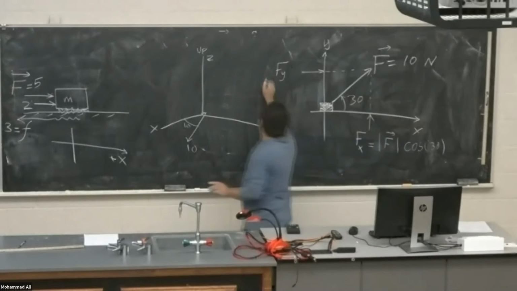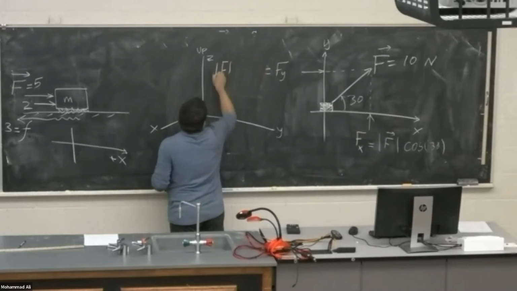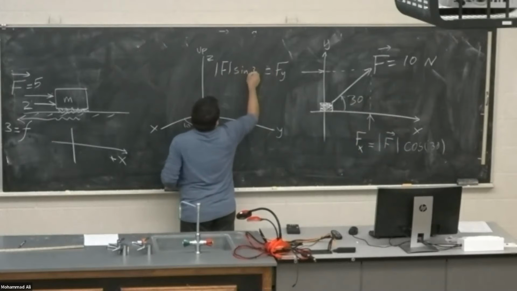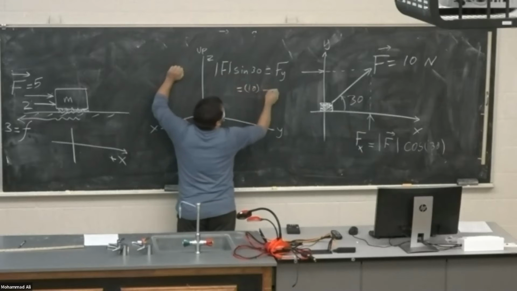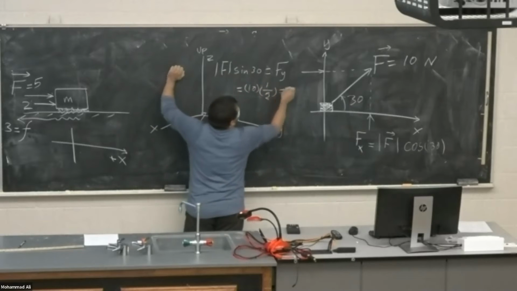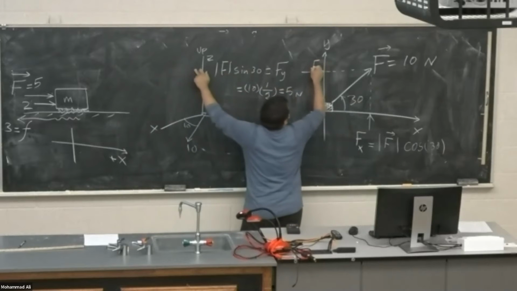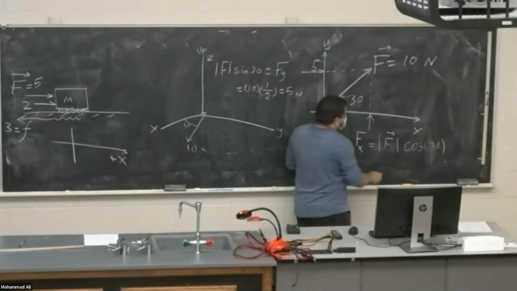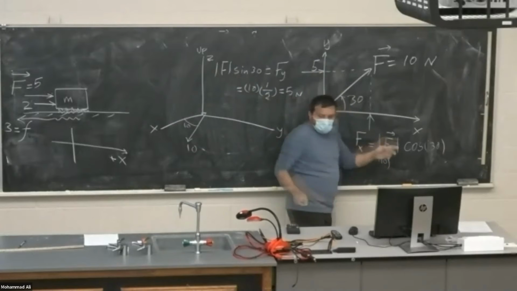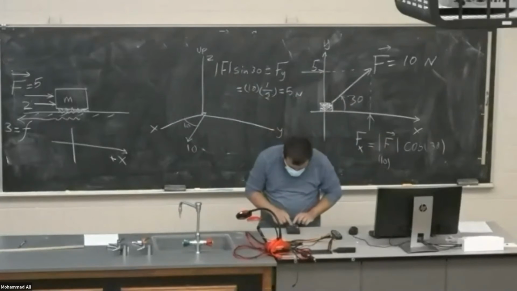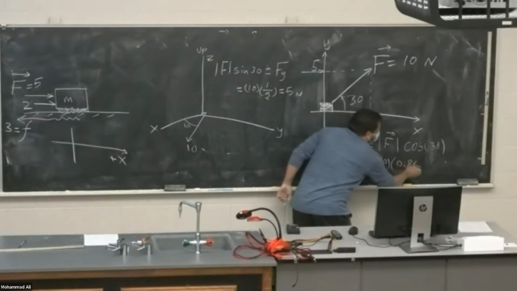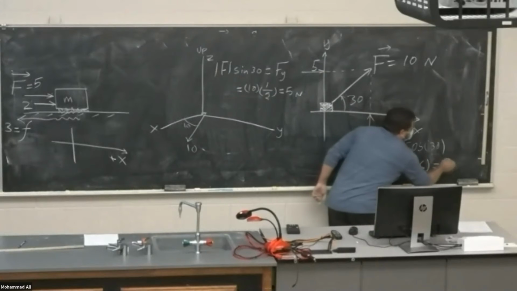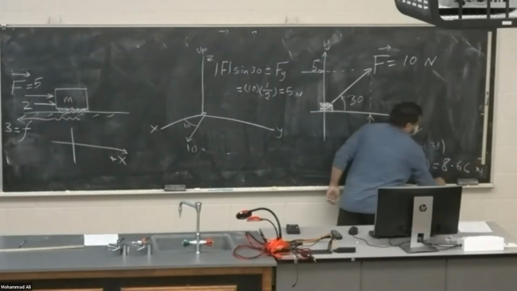Here Fy is equal to F times sine 30. In this case, F is 10. The sine is half. So this is 5 in newtons. And Fx will be equal to 10 multiplied by cosine 30, which is 0.866. Then it will be 8.66 in newtons.